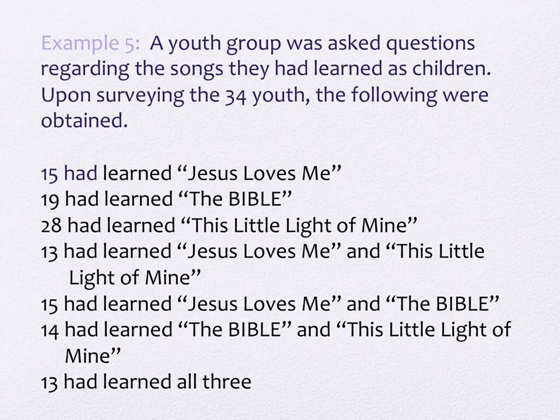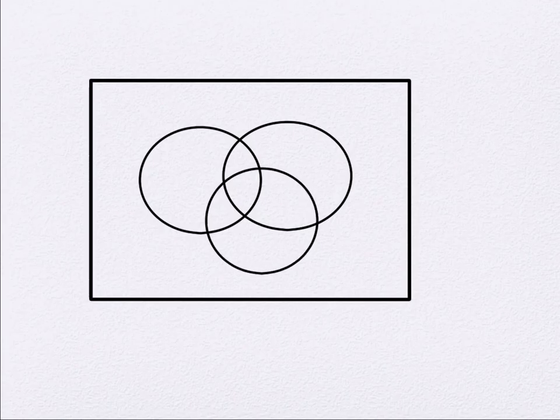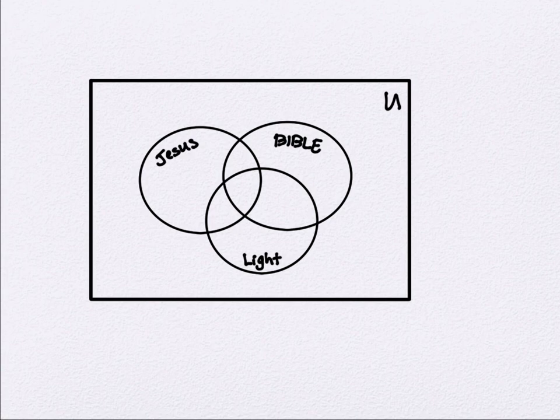Okay. First question, how many circles are in my diagram? 3. Okay. So we're going to go over here. We're going to draw ourselves a circle. Put it over here 2 slides over. And I need 3 circles. What are these 3 circles going to be labeled? Okay, I'll write it as Jesus. How about B-I-B-L-E. And This Little Light of Mine, so I'll abbreviate it as light. And I'll still label this as U on the outside. Okay, does that make sense?